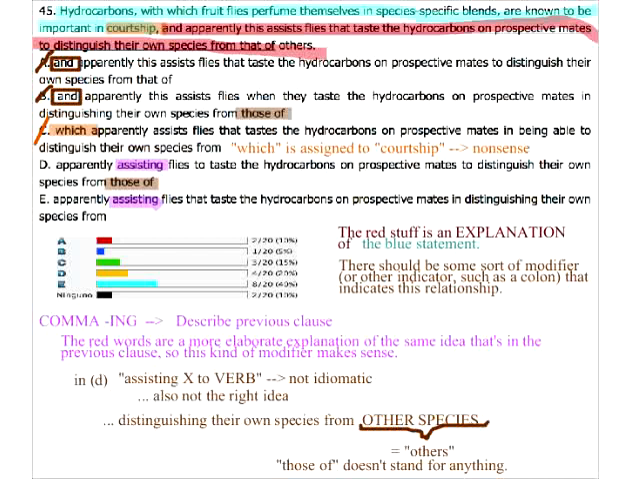Okay, yeah, that's what comma -ING modifiers generally do. They modify the whole idea of the preceding clause. So this is not an exception to anything. So the short answer is yes.